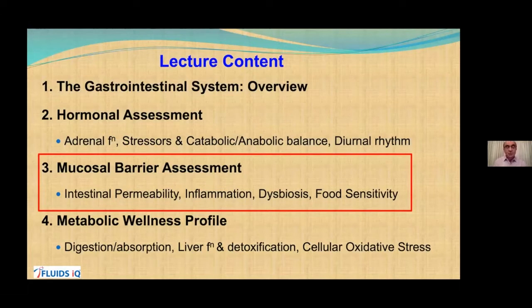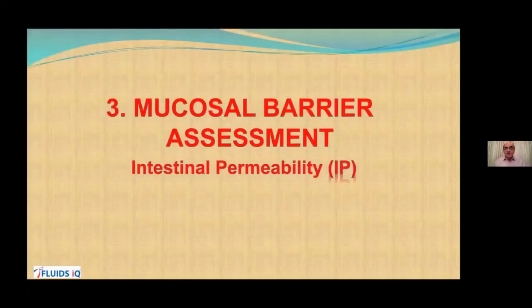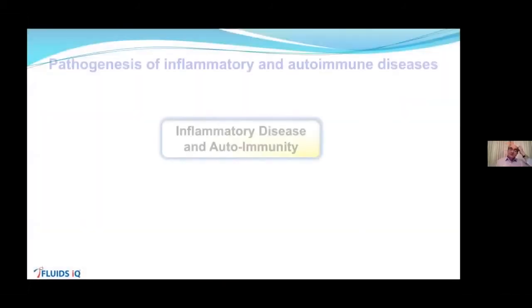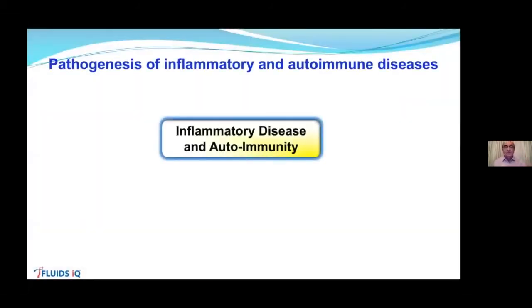But today is mucosal barrier, and I should say that all of these tests are blood spot tests. So a little bit of blood can be taken from the finger and can be put onto a card, which you get in the kit. And from that, you let it dry, and then you send in that card to the lab. So let's take a look at mucosal barrier assessment, also known as intestinal permeability.